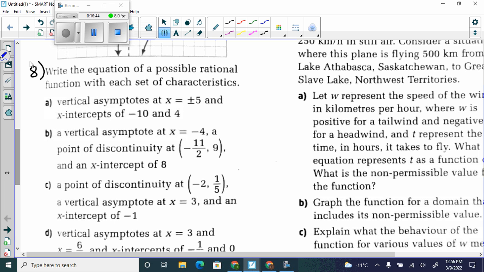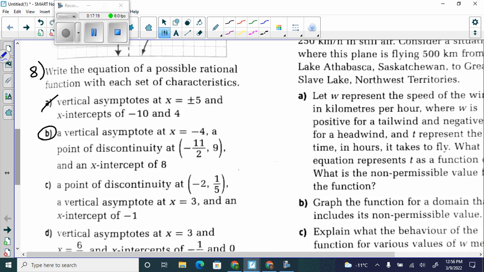So we're going to go down to B. Don't worry about A. We're going to do B. B says a vertical asymptote at x equals -4, a point of discontinuity at -11 over 2 and 9, and an x-intercept of 8. So I gave you all the information you need. The catch here is the point of discontinuity at -11 over 2 and 9. You guys will give me the factor x plus 11 over 2, and that's not the answer they'll ever have. It's not incorrect, it's just not going to be there.